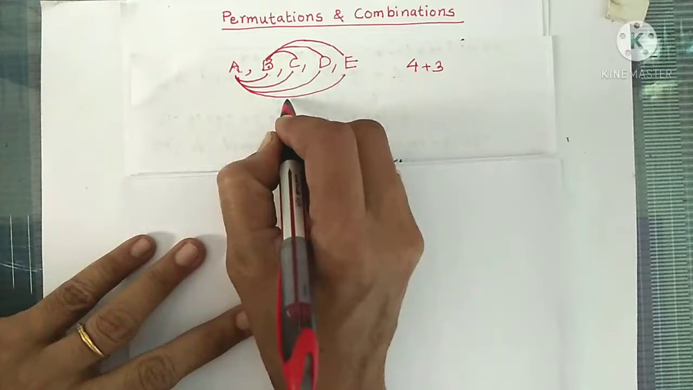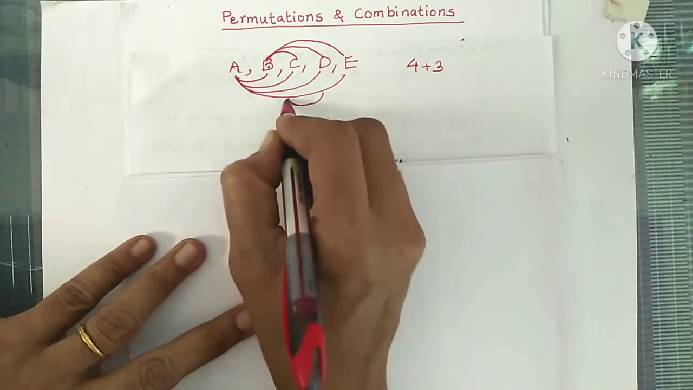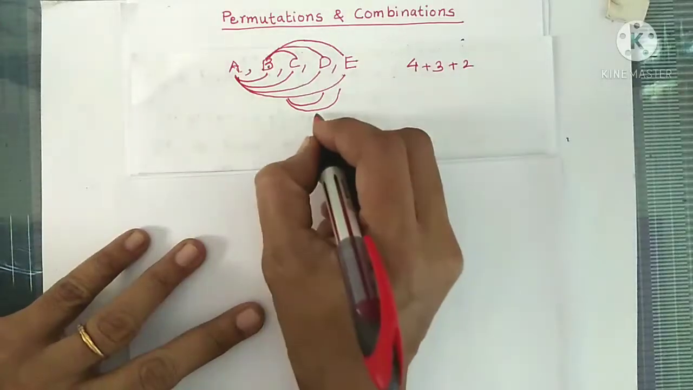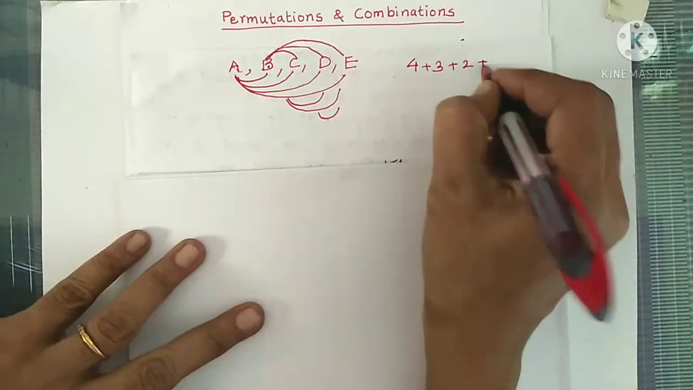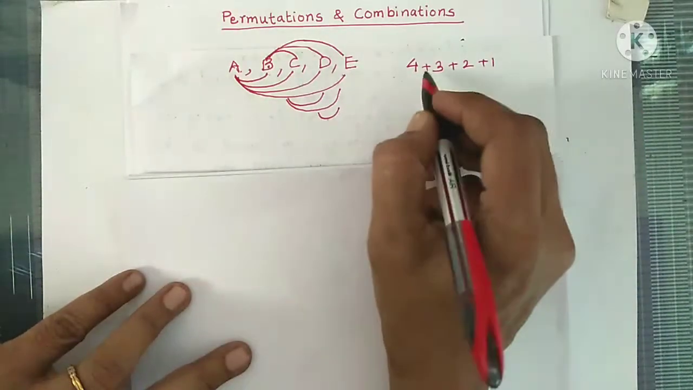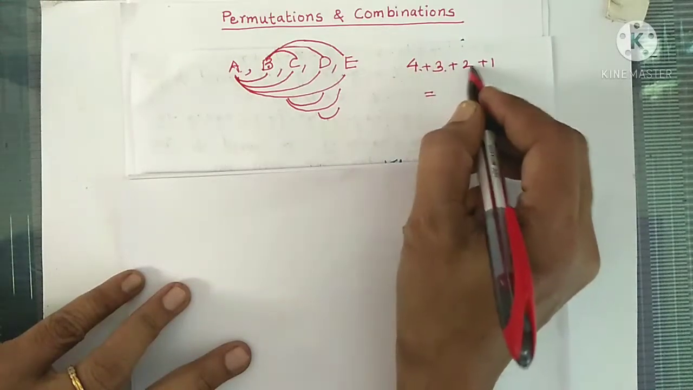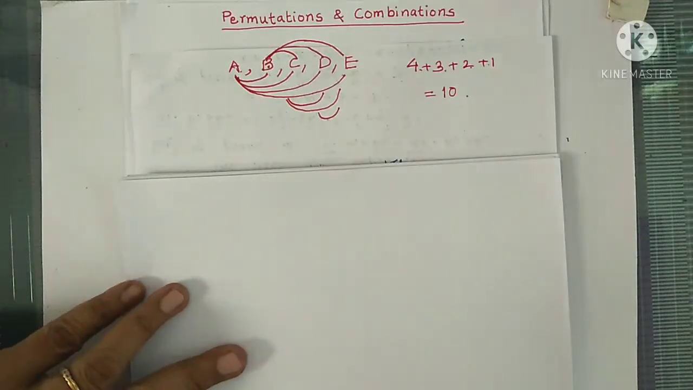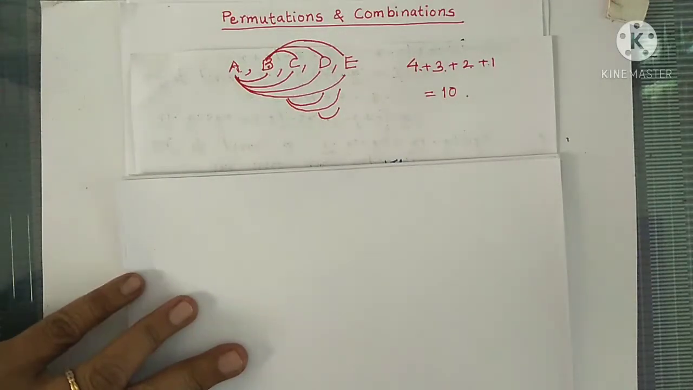Now C shakes hands with D and with E, so this number is 2. And D with E, this is 1. So the total is 4 plus 3 is 7, plus 2 is 9, plus 1 is 10. So in all we have 10 handshakes.